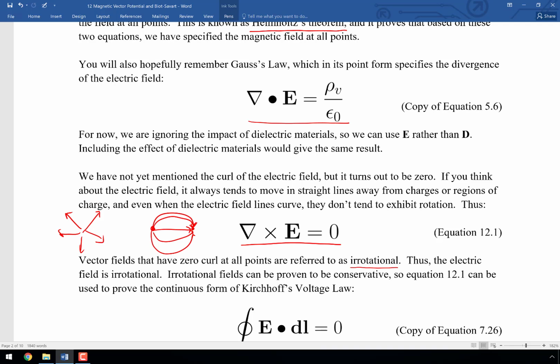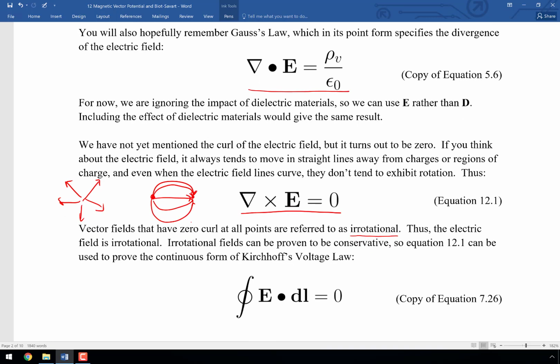So that means that we do in fact have the divergence of E and the curl of E, so therefore we can calculate E for any region near charge density. Just as a quick aside, this won't be something that you'll be tested on, but any field that is irrotational is going to be conservative.